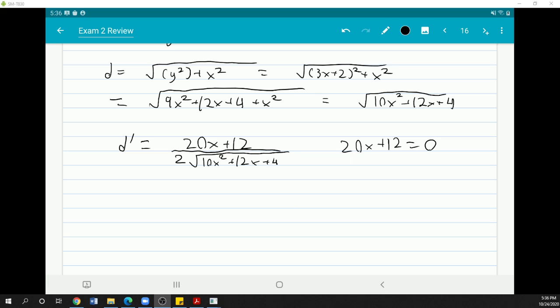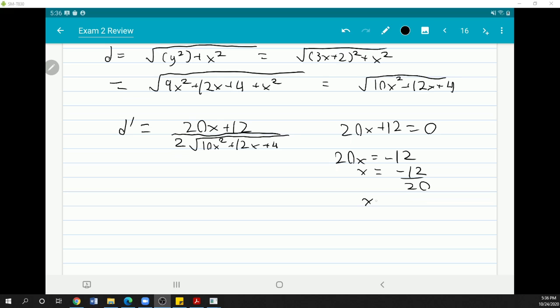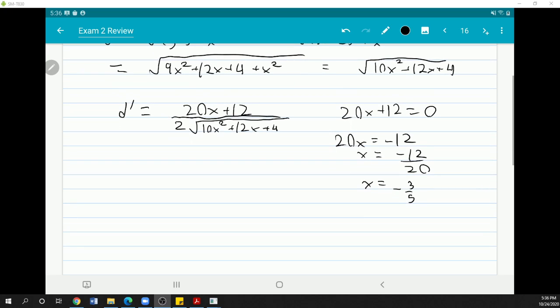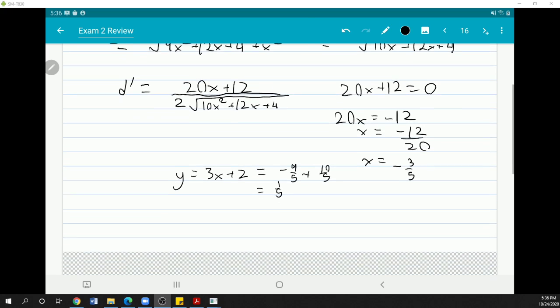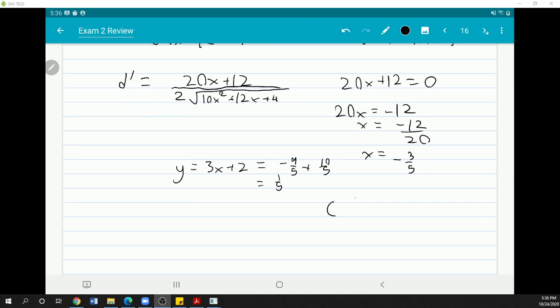So I have 20x plus 12 equals 0. 20x is equal to minus 12. x is equal to minus 12 over 20, or x is equal to minus 3/5. y is 3x plus 2, which equals minus 9/5 plus 10/5, which equals 1/5. So it looks like my point that gets closest is (minus 3/5, 1/5).